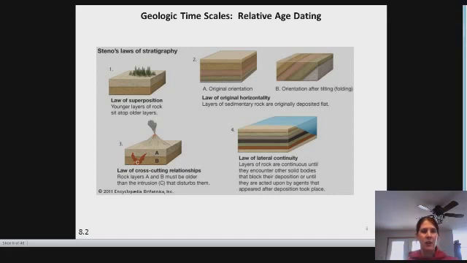The first is the law of superposition. This is where younger layers of rock sit atop older rocks. Because when we deposit, you always have material depositing on top of each other, so it's always going to be younger on top than stuff on the bottom.